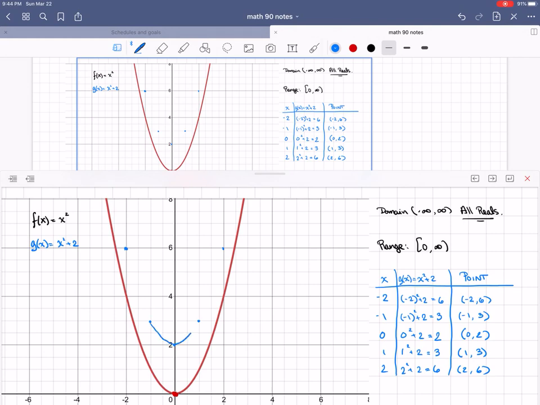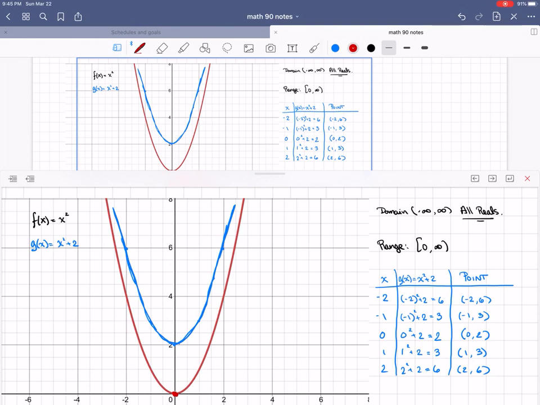but higher. I'm not going to write this right now. We're going to do an example in a minute where we will write it. But we can say that it looks like the blue graph is identical to the red graph, just shifted up 2 units.